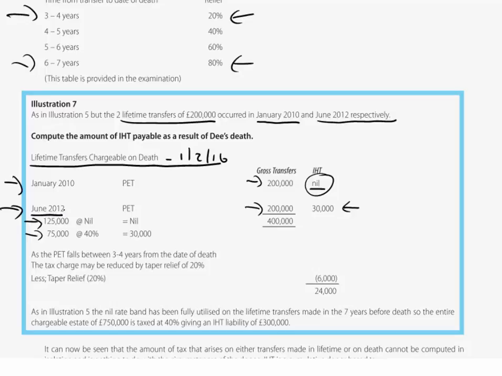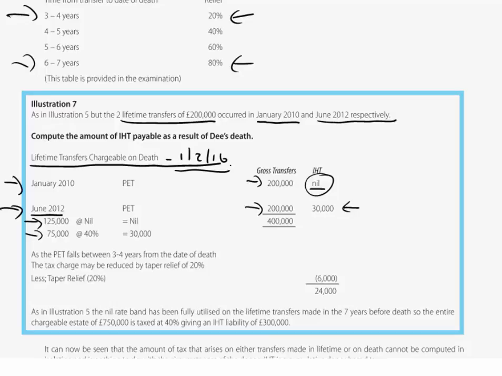June 2012 there, compared to the date of death, the 1st of February 16. Have we survived for at least 3 years? Yes, from June 2012, 3 years on from that would be June 2015. So we have survived for at least 3 years.